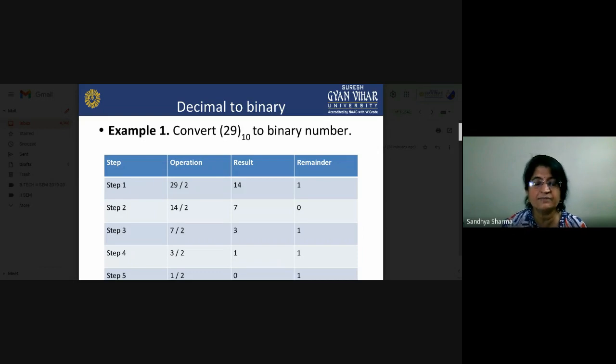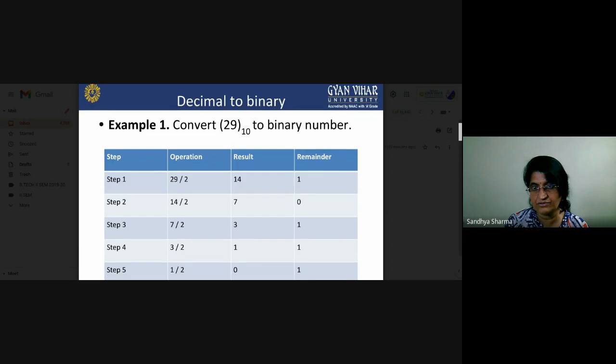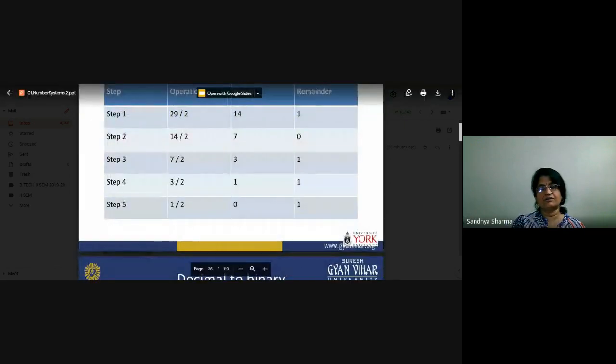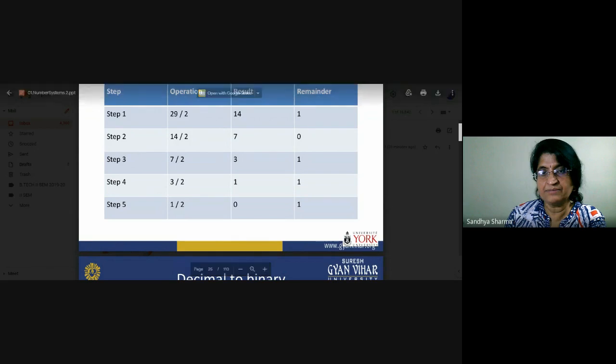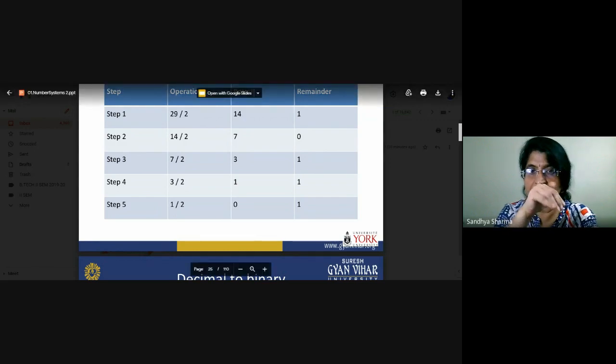If 14 is divided by 2, it is completely divisible, and you will receive the remainder 0. Again, divide by 2, and so on. You have to keep dividing further and see what the result is and whether there is a remainder or not. If it is completely divisible, there is no remainder. If it is not completely divisible, the remainder is 1. So I think this is clear.